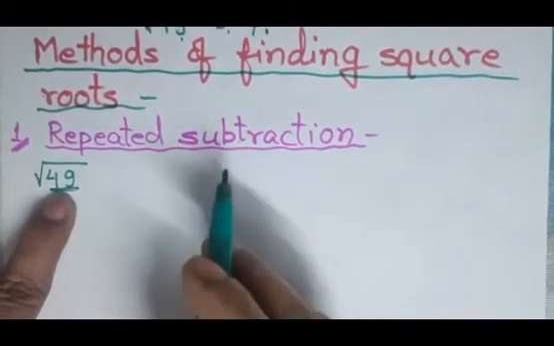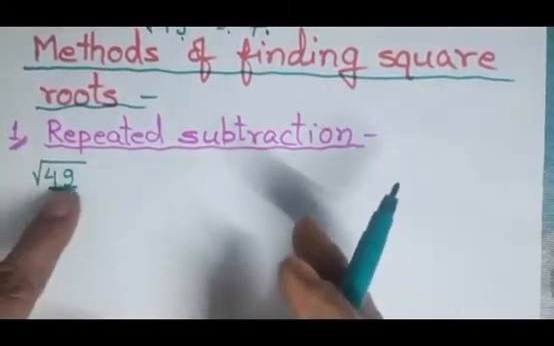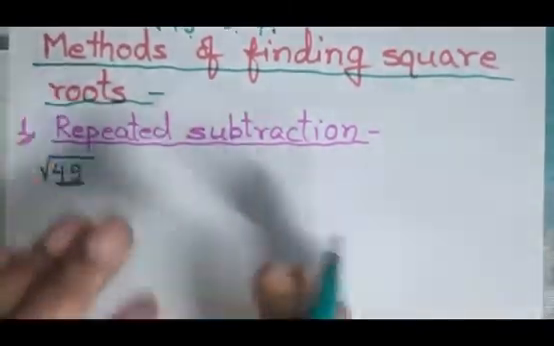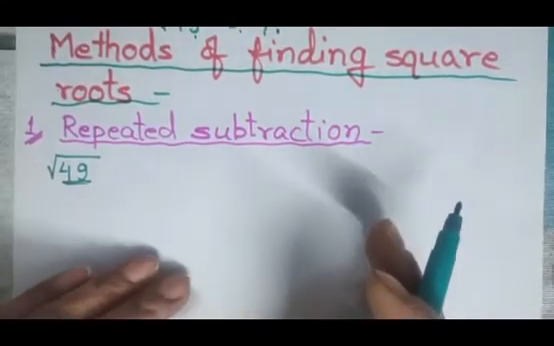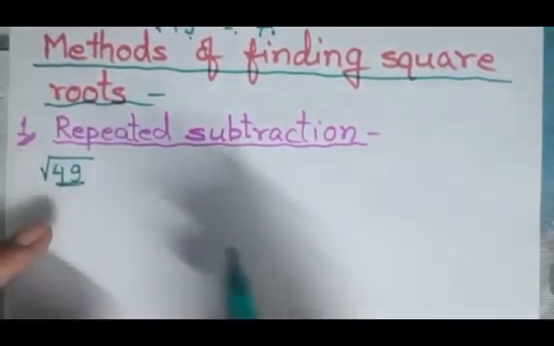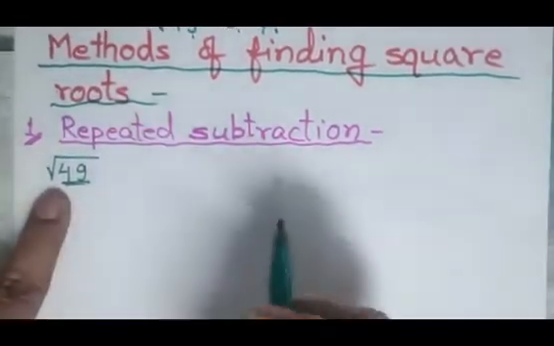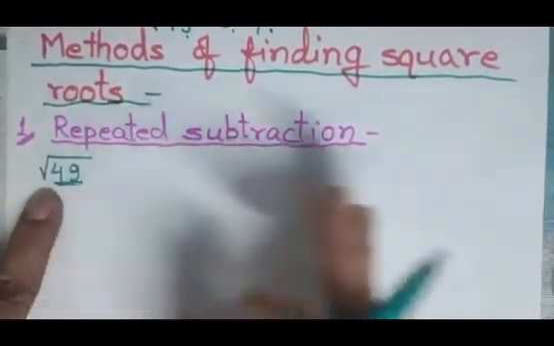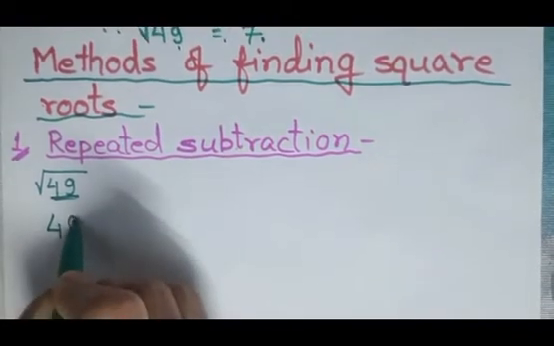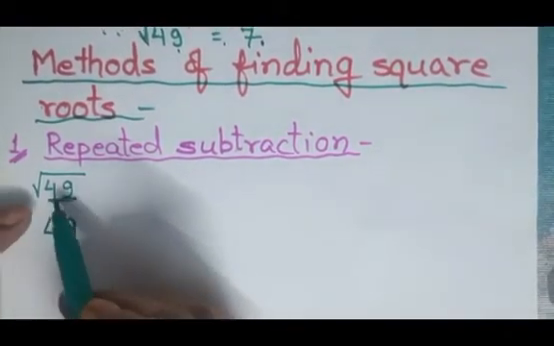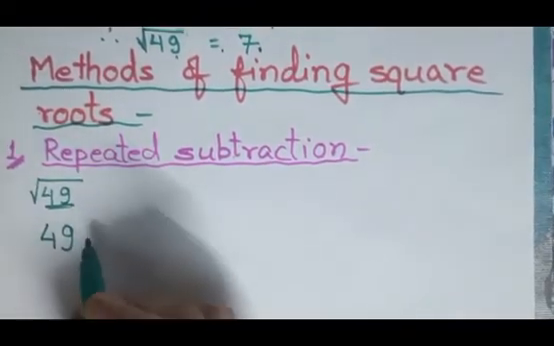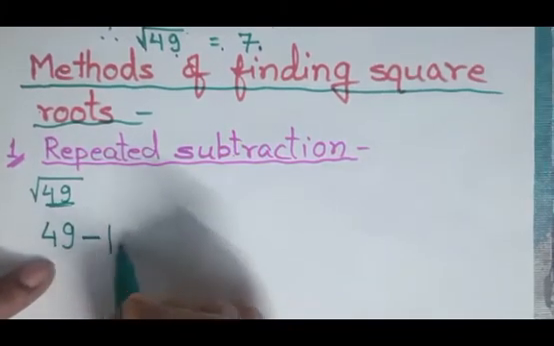In the last video you observed the properties of square numbers, where you saw that the sum of odd numbers can be represented as the square of a number. The same theory we will be using here. We will subtract these odd numbers one by one from the given number. Let's see, 49 is the number whose square root we are going to find. Now, the first odd number is 1. We will subtract 1 from 49.